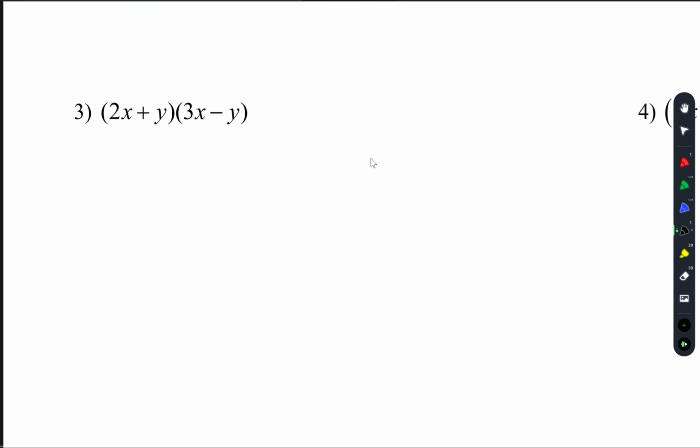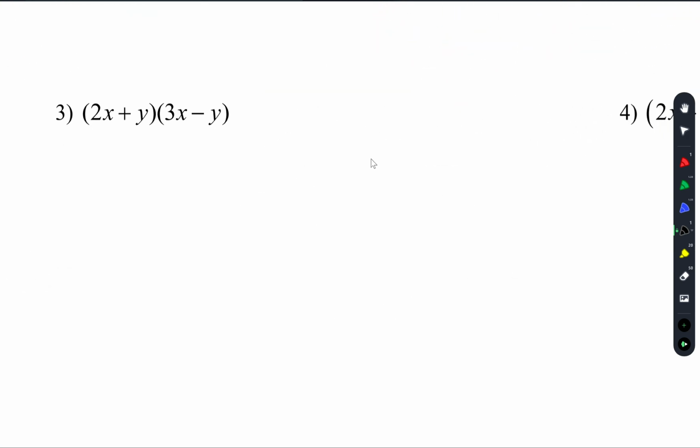Okay. This one is when you have to distribute both of the terms. So you're going to have to do 2x to this one and that one. You're going to go 2x times 3x is 6x squared, because you're doing x times x. Minus, because of the minus here, 2x times y. So you would write 2xy.